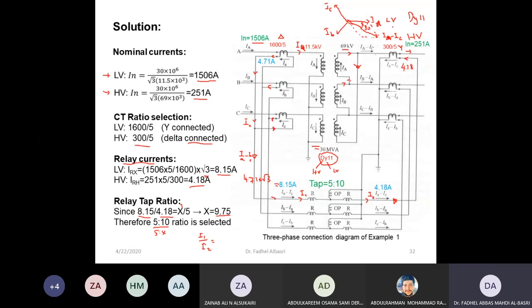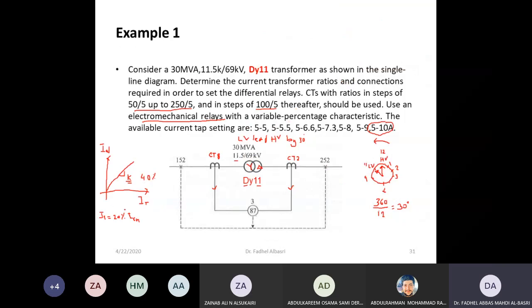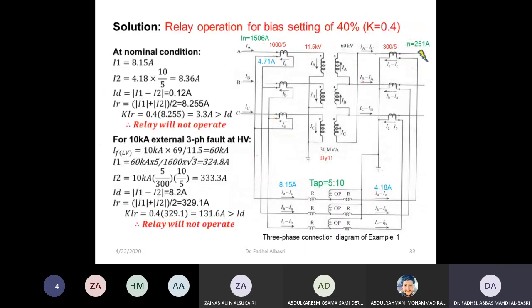Now suppose I am given a ratio. For percent differential, I don't have this setting. I only have the slope setting. So the slope is 40%, so k is equal to 0.4. This is the bias setting. We sometimes call it the bias setting or the slope setting.